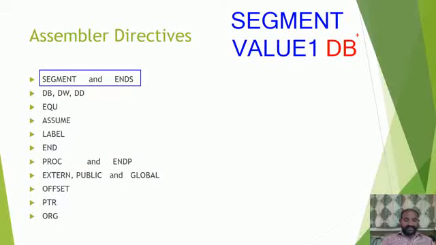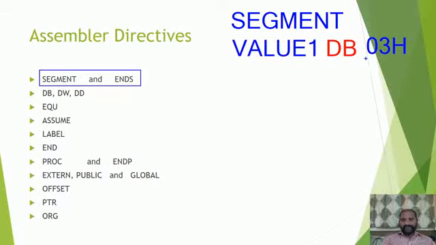We assumed that AL is containing 03, so I declare value1. I'm declaring one variable, value1, whose type is an 8-bit number. It is an 8-bit variable, and I'm assigning the value 03H.